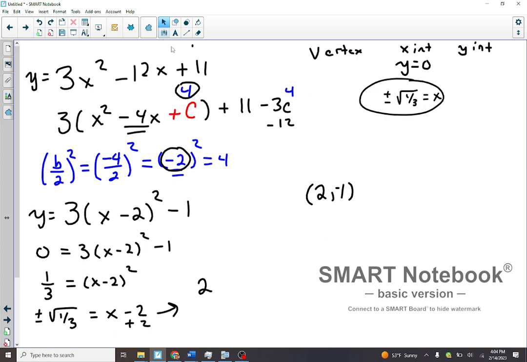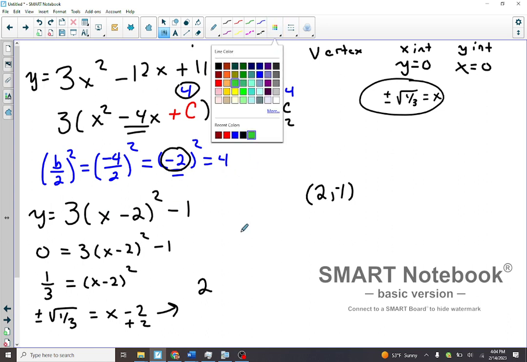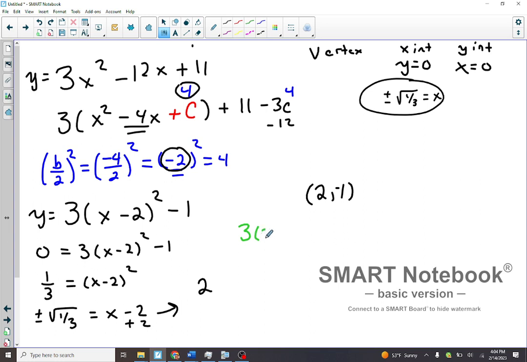Now y-intercept is when x equals 0. So I'm going to take a 0 and plug it into this equation. So 3 times (0 minus 2) squared minus 1. So 3 times 4 minus 1, 11. By the way, you could actually figure out the 11 from the standard form, because remember, the c value is also your y-intercept.